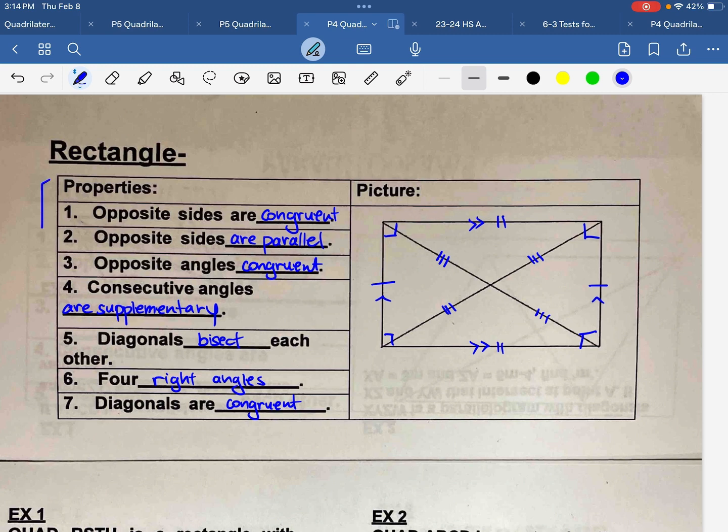Here, so these characteristics right up to there, these are going to be consistent with that of a parallelogram.